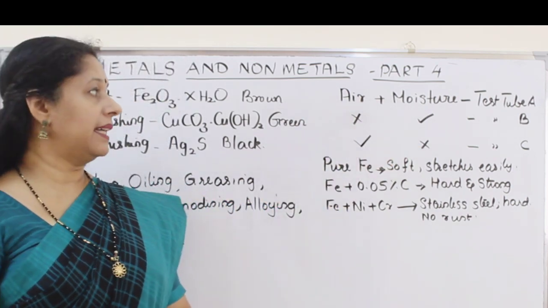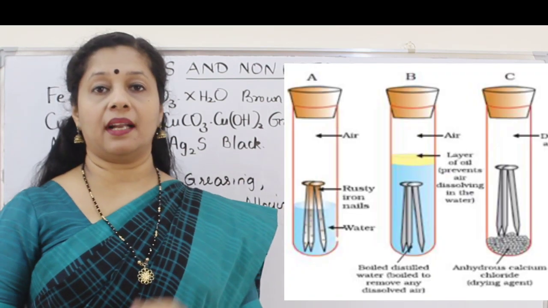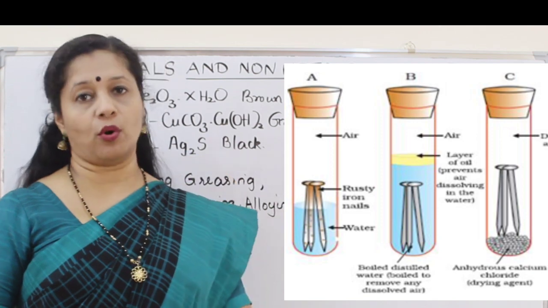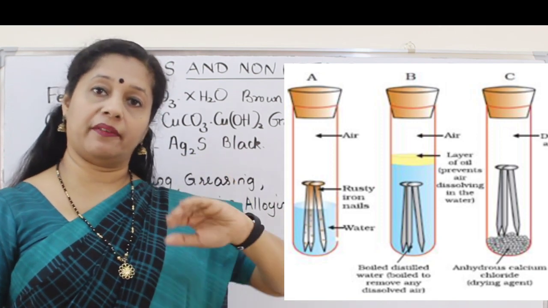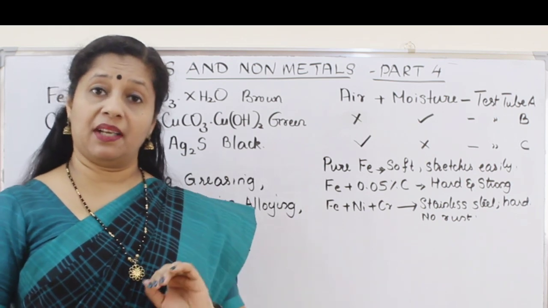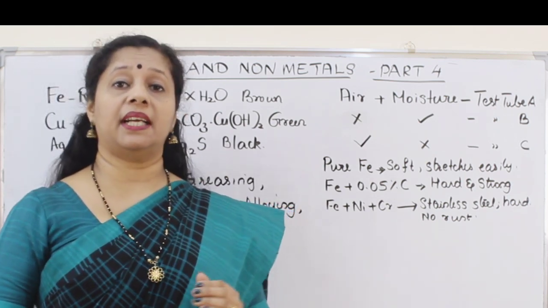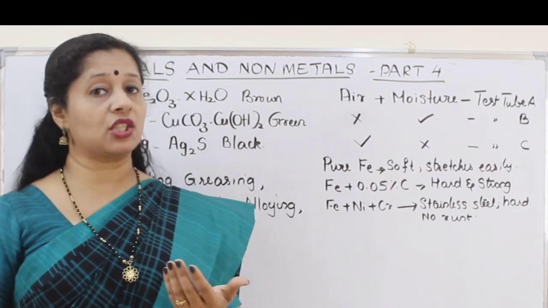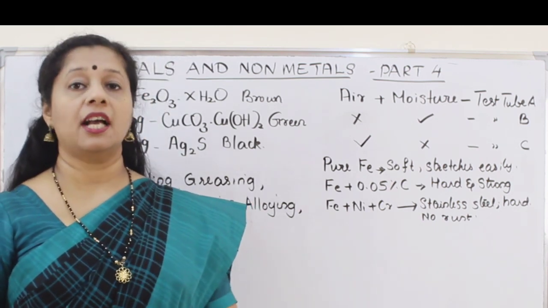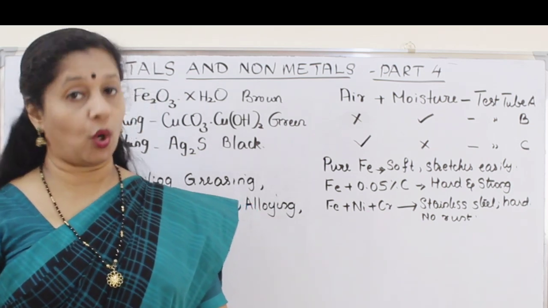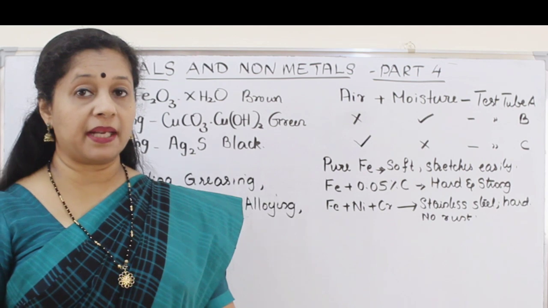Whereas in the second test tube, there is no air available to the nail. Why? Because over the water level, there is a layer of oil which will separate the water from the air column above. So air will not dissolve in the water. And to prevent air in the water, they have taken distilled water which is boiled. After boiling, there is no oxygen present in it. So here what is available? Water is available, but there is no oxygen. So can corrosion take place? No.